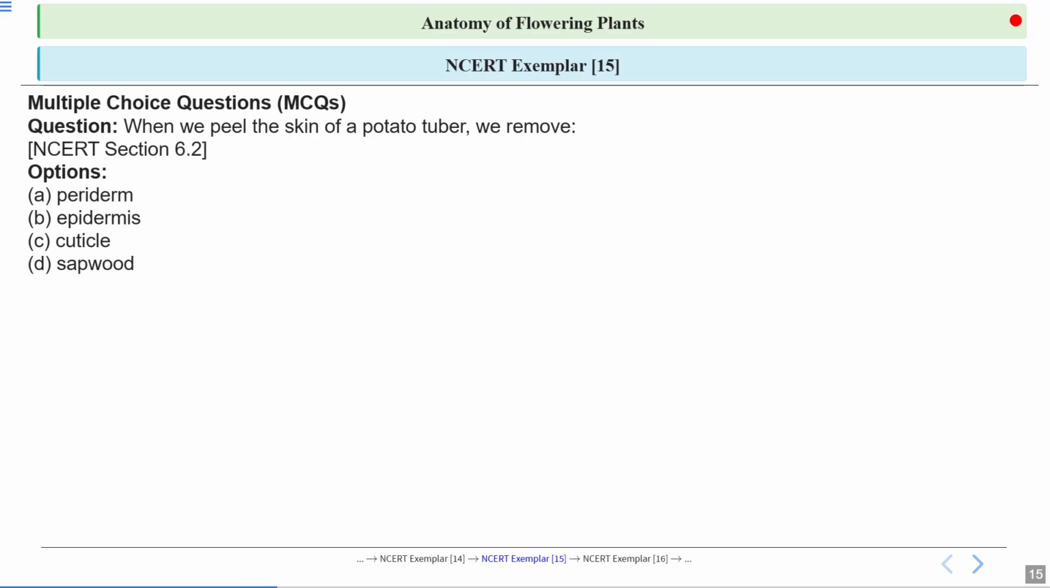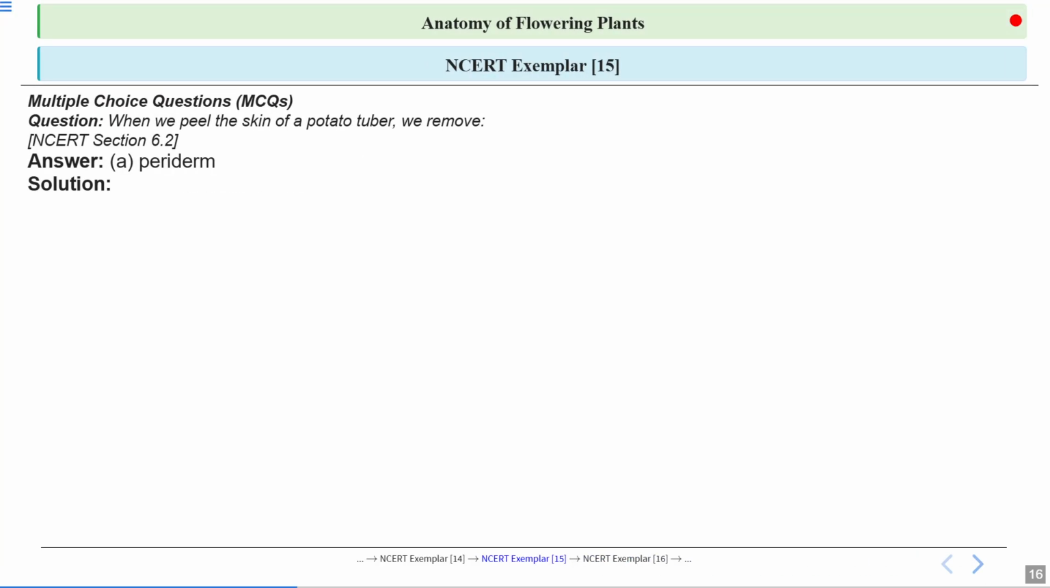Now the next question is here. When we peel the skin of a potato tuber, what do we actually remove? NCERT section 6.2. This question is adapted from that section. And the options for this question are A, periderm, B, epidermis, C, cuticle, and D, sapwood. Let us see the answer of this question. So A, periderm is the correct answer.